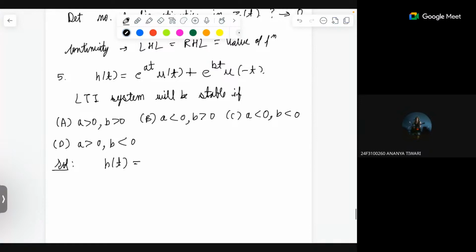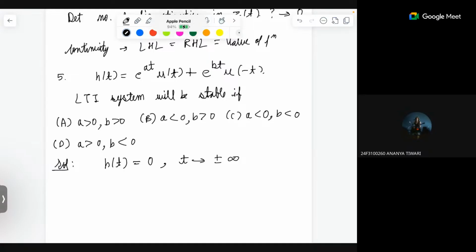So to make this absolute integrability calculation easier, most of the time what you can do is check that h(t) should be 0 when t tends to both plus and minus infinity. Whenever time tends to plus infinity and minus infinity, if h(t) is 0 for both, then my system is absolutely integrable, and hence my system is stable. So this is the thing that you will be using here. Using this, tell me which of the options is correct.